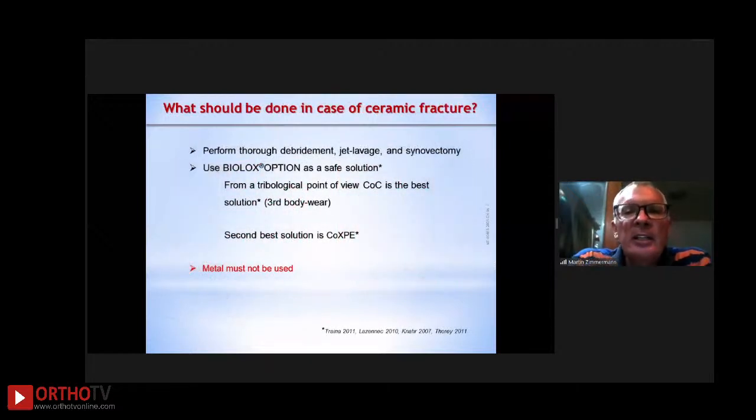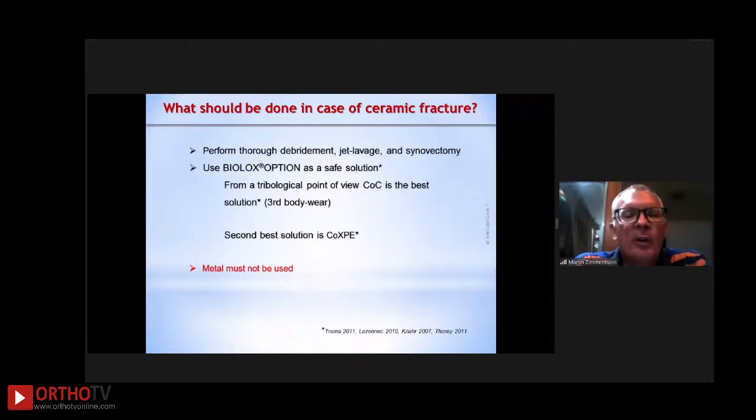What should be done in case of ceramic fracture? That's the most important part, finally, of my presentation. You have to perform a thorough debridement, jet lavage, and synovectomy. It is important because you have to eliminate all the ceramic particles from the capsule. It is easy for the big parts, but I can guarantee you, it is impossible to eliminate all the ceramic particles. From the best point of view, it's always recommended after a ceramic fracture to use ceramic on ceramic, or in the second case, ceramic on polyethylene.